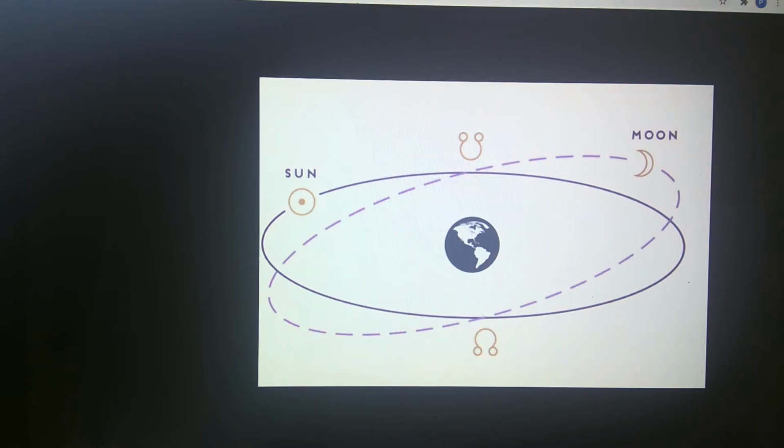Last time that the north node was in Gemini would have been roughly 18 years ago. So that would have been shortly after 9/11. So it's very interesting to have that echo of history.